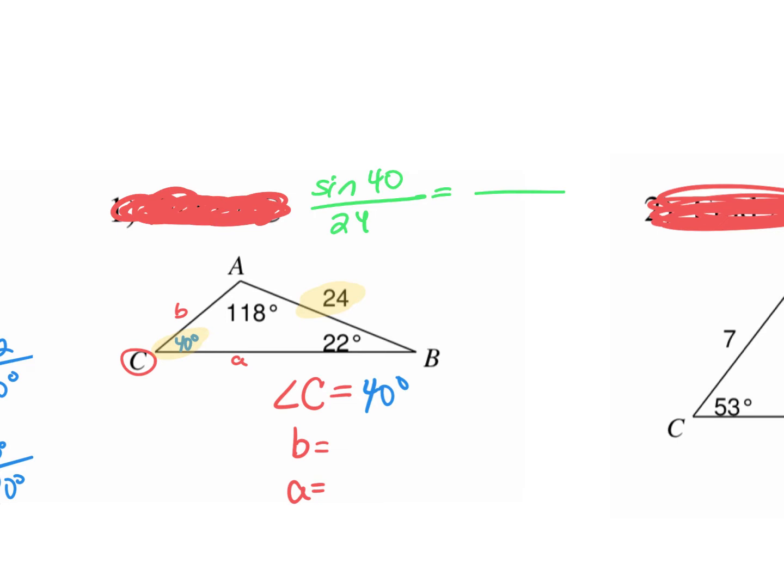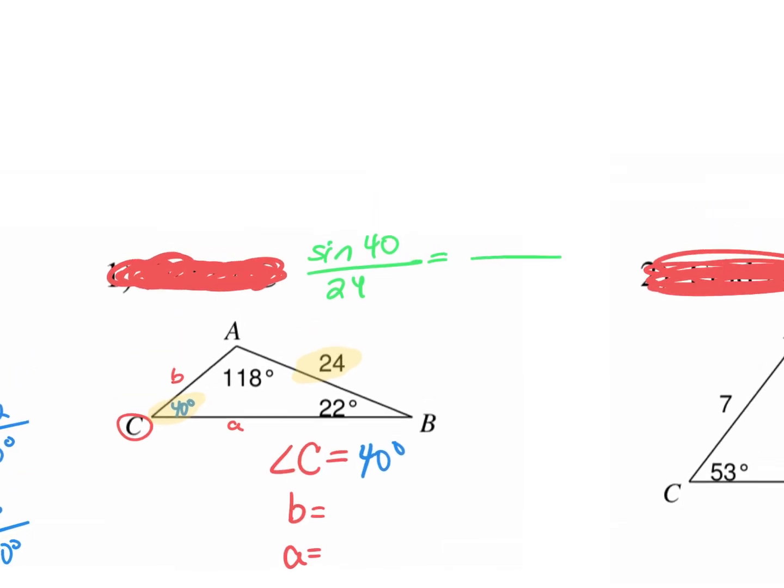You have to find the other 2 side lengths. It doesn't matter, you have both angle measures, you can find either one you want to. What do you guys want to find first, B or A? B? Okay, so what's across from B, what angle? So sine 22 over B.